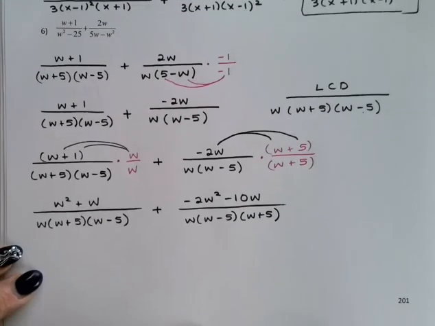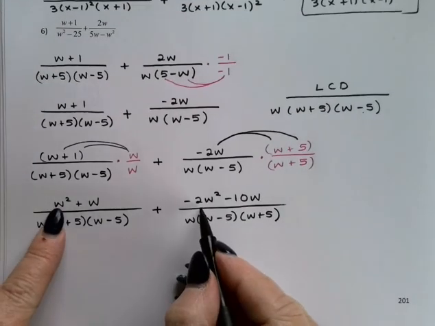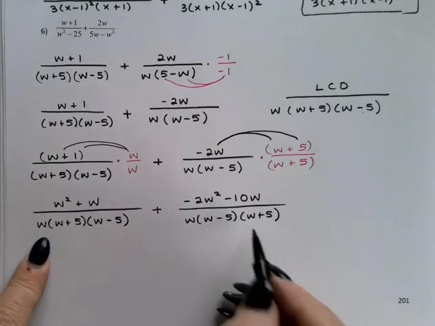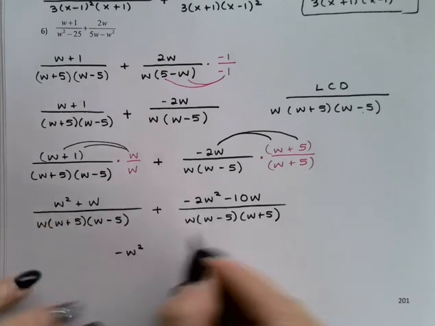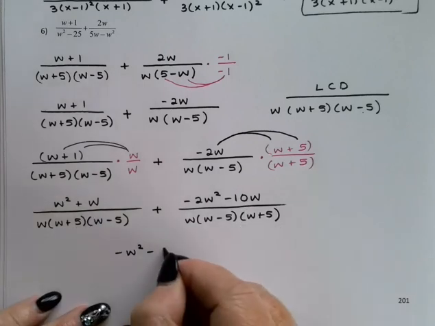All right, we're almost there now. I'm going to have a negative w squared. I have a common denominator, by the way, so I can combine. So a negative w squared and a negative 9w.